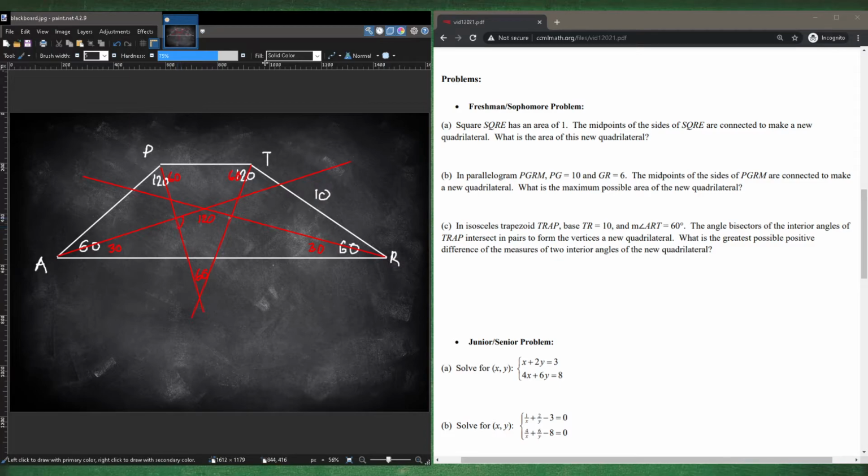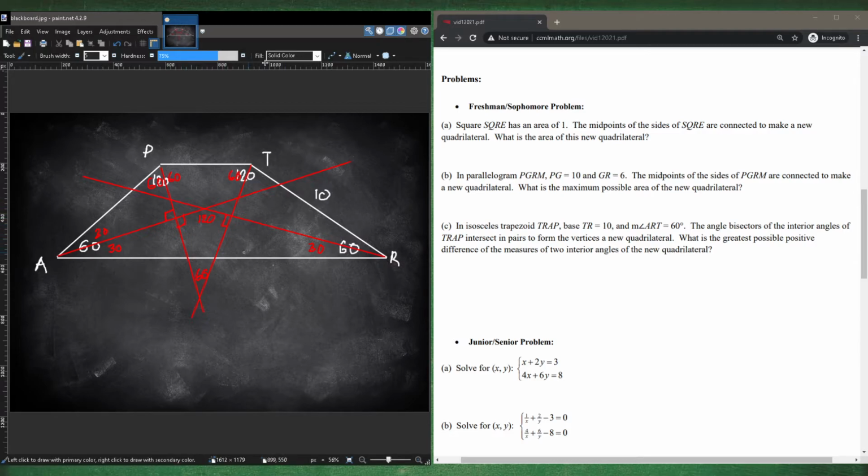Okay, now we need to find these angles. And these are going to be the same because they're constructed similarly. So all we need is to find this angle. We know that this is 60. We know that this is 30 because of angle bisectors. So that means 180 minus 60 minus 30 means this is 90 degrees. So it's a right angle. So that means this is a right angle and this is a right angle.